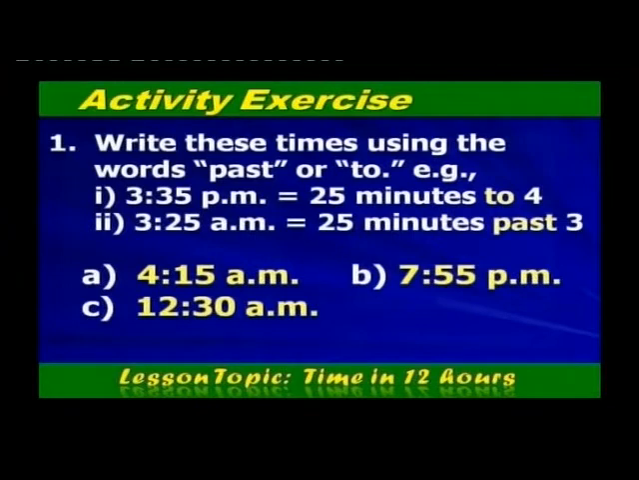3:35 p.m. written in words, 25 minutes to 4. And 3:25 a.m. written in words, 25 minutes past 3. So you have three exercises for exercise number 1: A, B, and C.